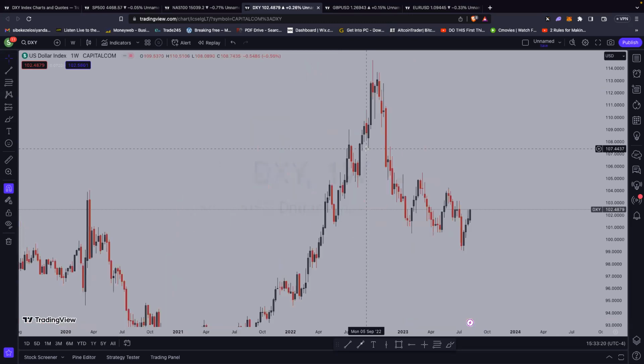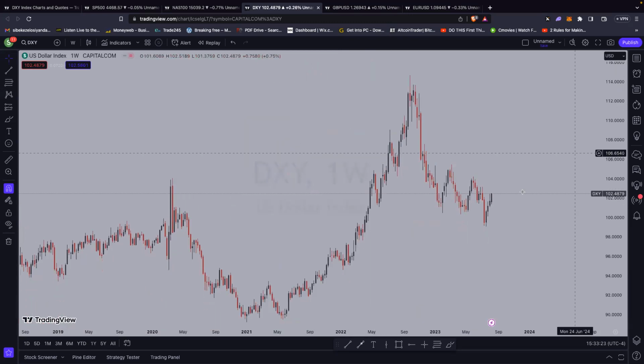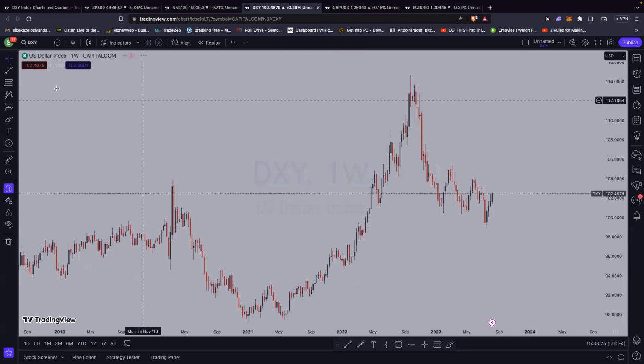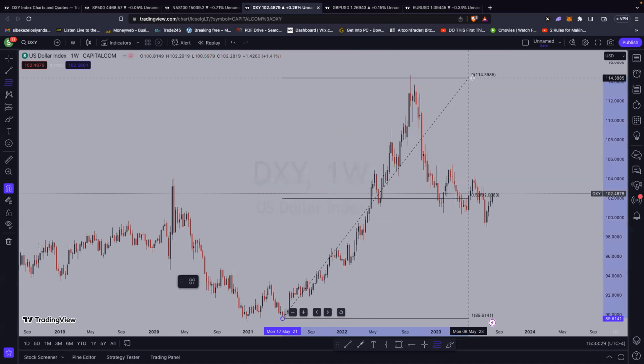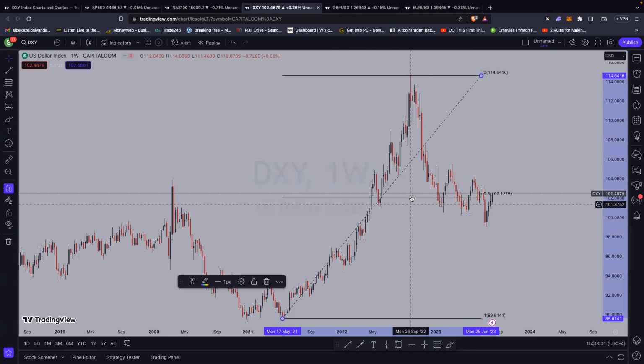Okay, so dollar index was trading below, at a discount, below the equilibrium of this price leg, and below the equilibrium of the price leg we have sell side here, and then we have inefficiencies here. We also have order blocks, right?